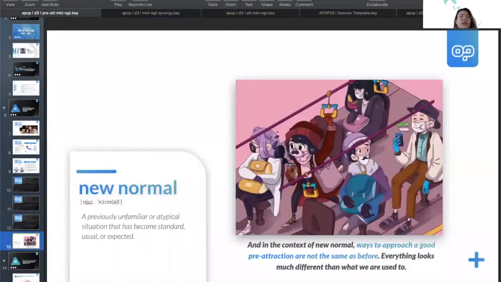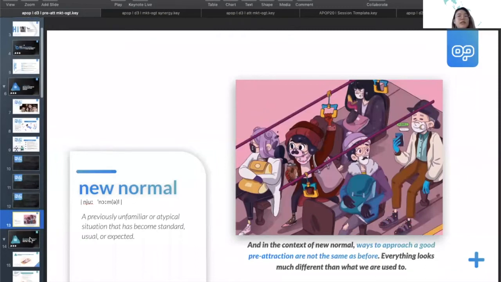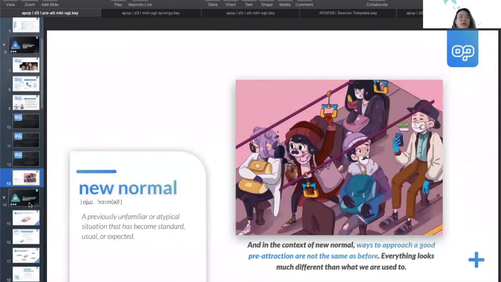Especially in this situation, everything you got from the transition, even from my experience, may be different from right now, because in the new normal, the way to approach a good reattraction is not the same. Even with the same checklist, we can have a very different way to approach. Cool. So that's the meaning of reattraction that I want you to be thinking about.